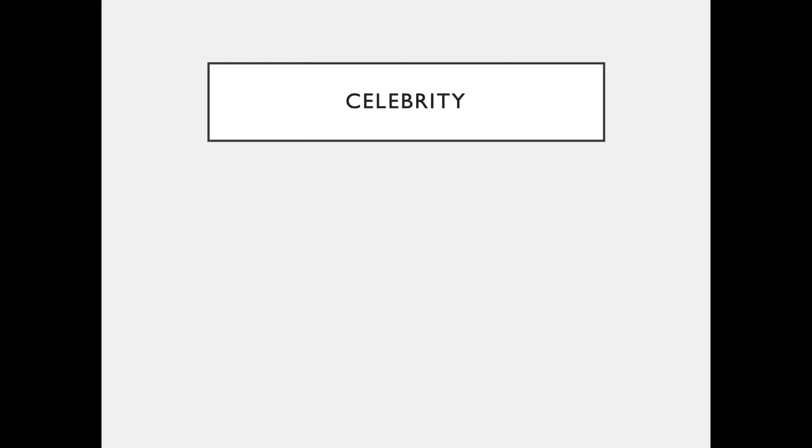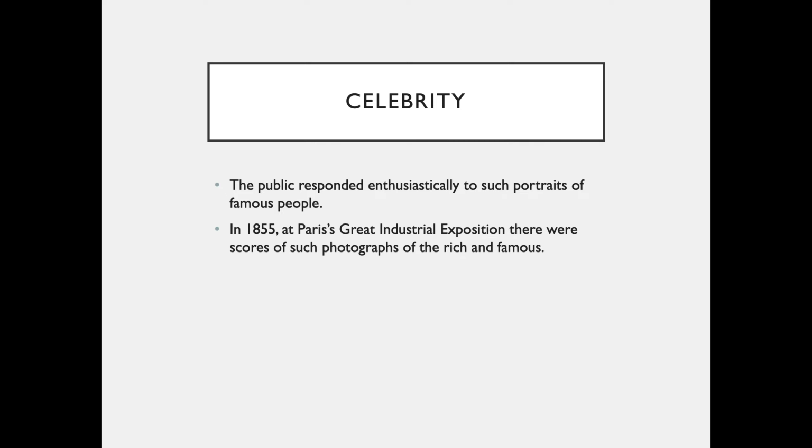All right, there she is again. The public responded enthusiastically to such portraits of famous people. In 1855, at Paris's Great Industrial Exposition, there were scores of such photographs of the rich and famous. Such a response is easily recognizable today. The photograph had created the celebrity.